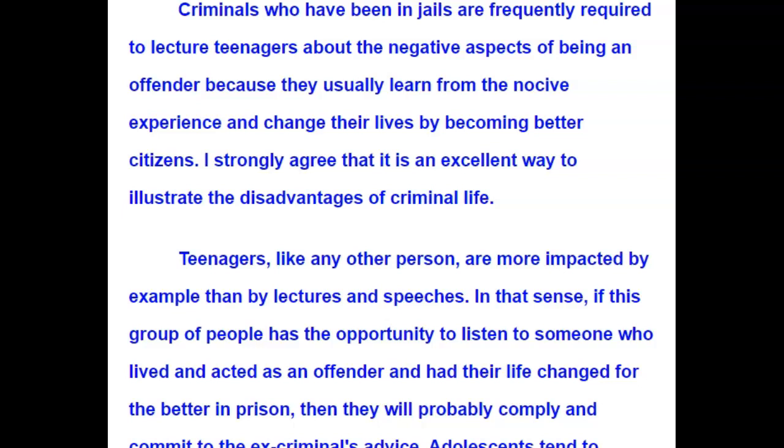Criminals who have been in jails are frequently required to lecture teenagers about the negative aspects of being an offender because they usually learn from the something experience and change their lives by becoming better citizens. I strongly agree that it is an excellent way to illustrate the disadvantages of criminal life.